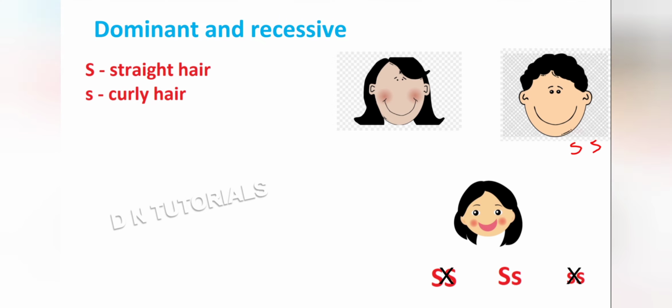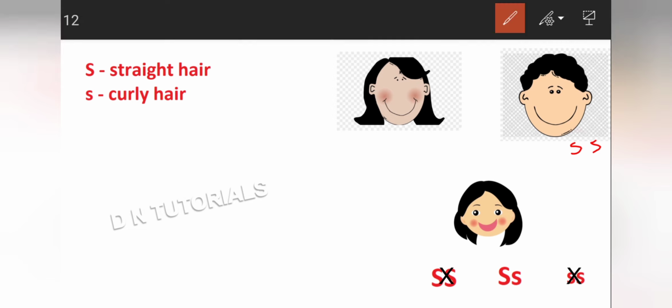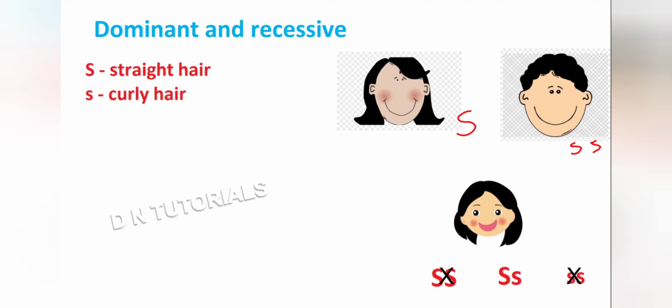So if the father has small s only, the child will receive one small s from the father and one capital S from the mother. So the probable genotype of the child is capital S and small s. Right? So now we have got the genotype, that is capital S and small s, and the phenotype, that is the straight hair.